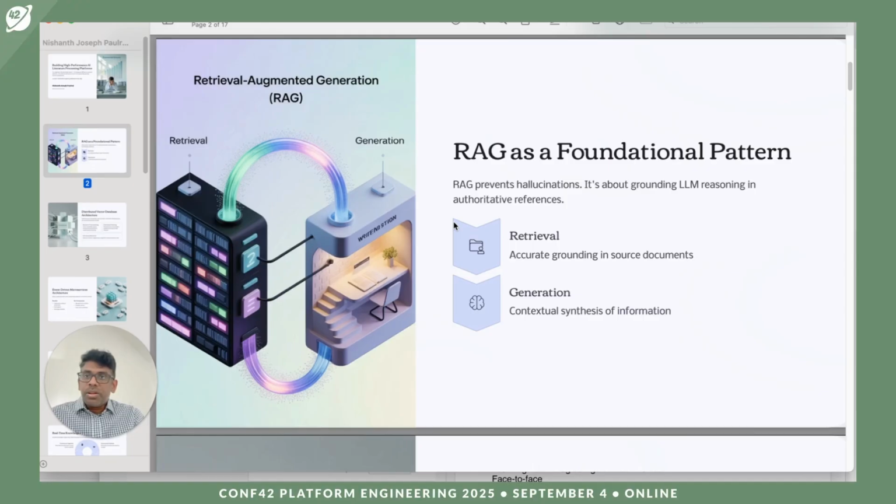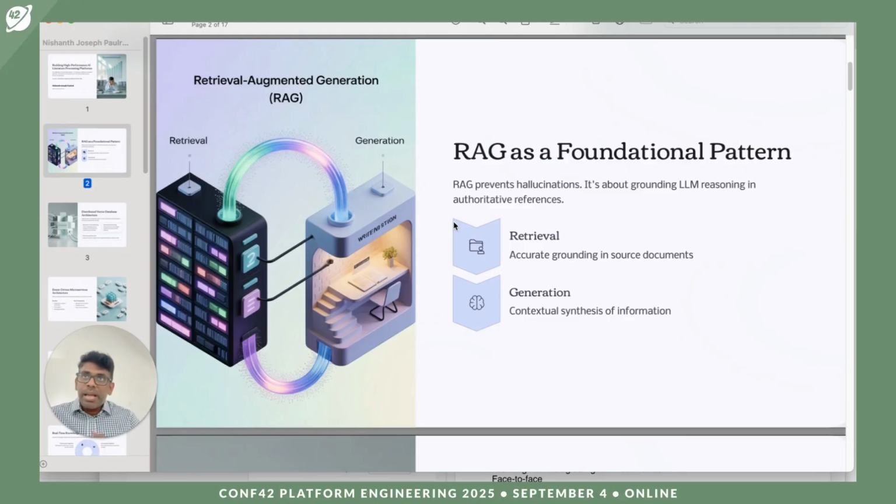So let's talk about RAG, Retrieval Augmented Generation, as a foundation pattern. Why do we need RAG? There are lots of LLM powered models, like Gemini, Claude, Grok. There are lots of things out there. What is the value addition being done by RAG? Let's talk about it through these slides.